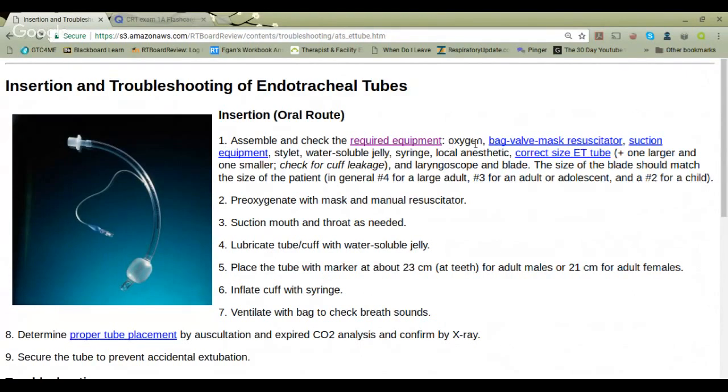So you make sure you have oxygen, a bag valve mask resuscitator, suction equipment, a stylet, water soluble jelly, a syringe, local anesthetic, and the correct sized ET tube. Plus an extra one, which is larger and smaller, just in case. And you also check for cuff leakage and a laryngoscope and blade.